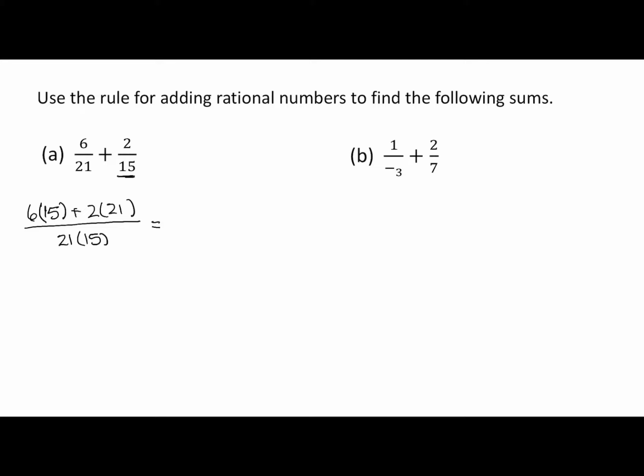All right, so you might need to do a little scratch work here. I've got 6 times 15. 6 times 5 is 30, carry 3, so I get 90, plus 42 on the top. And 21 times 15, I get 5 and 10, then a 0, 1 times 1, 1 times 2, and I add those, so 5, 1, 3, so 315. So I get 132 over 315.